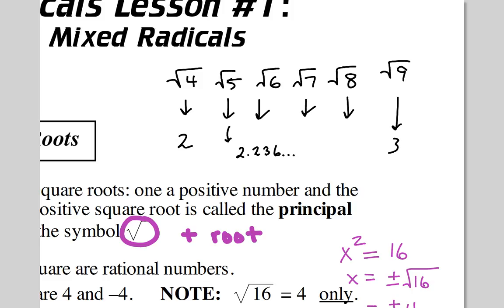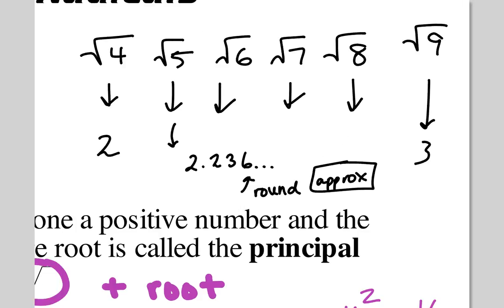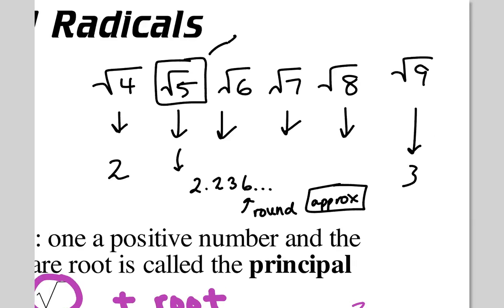2.23 blah, blah, blah, right? So somewhere in this decimal you need to round, because we're human beings and we can't infinitely write out a decimal. So this is called approximations. And in math, we don't like that. We want the exact value. So this root 5, they call exact, because you know exactly that it's root 5. Whereas 2.236, you stop it somewhere, that's rounding, so that's an approximate value, okay?